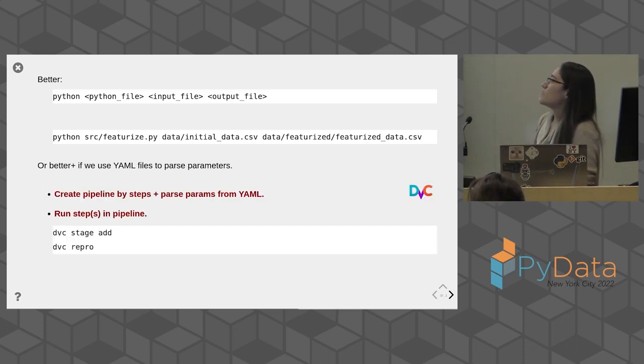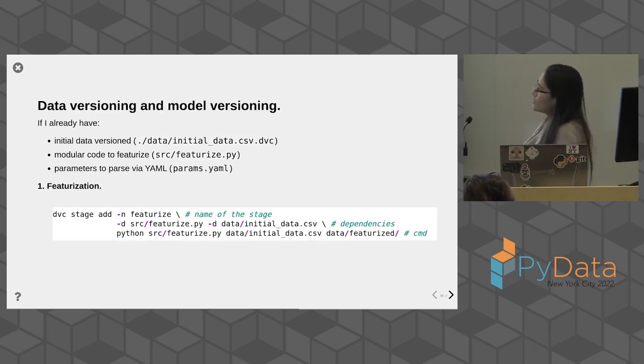This is where DVC comes in very handy, because DVC offers the option to create pipelines by steps. It also offers the option that in each one of those stages, we can parse specific parameters from a YAML file. And on top of everything, I can run that part of the pipeline step by step. That is only 2 commands, dvc stage add and dvc repro. So what do I want to do? If I have initial data, I already have the code to featurize, and I want to pass parameters, I just want to create one stage in my pipeline that will have these different flags.